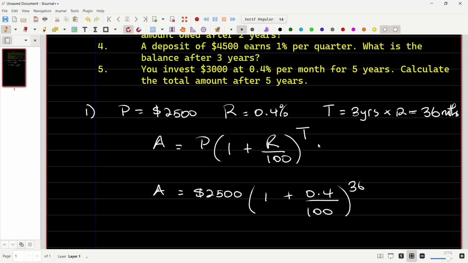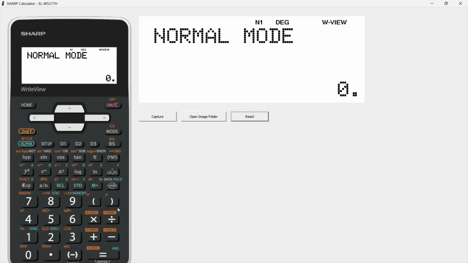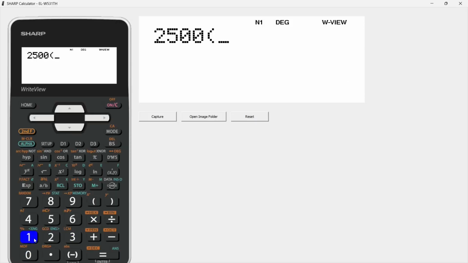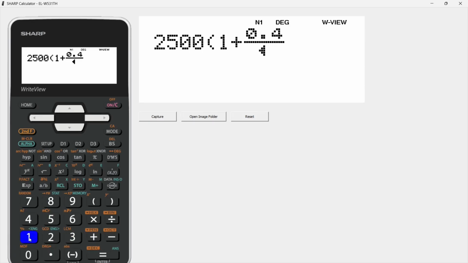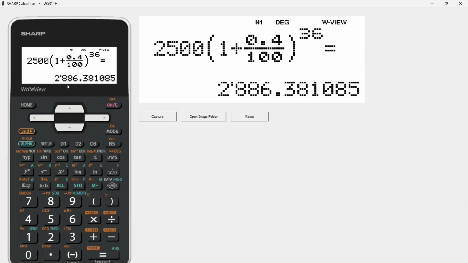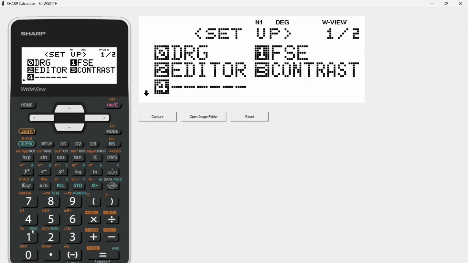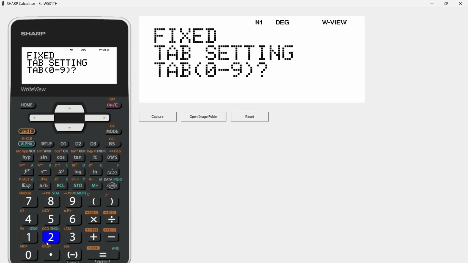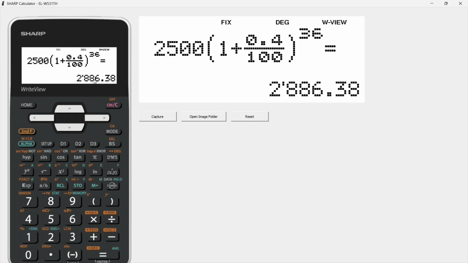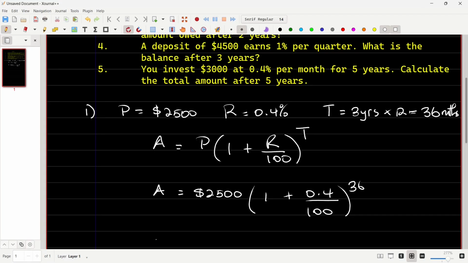Let's use our calculator for this. Let's put in the values: 2,500, open bracket, 1 plus 0.4 over 100, close bracket, raised to the power of 36. Oops, I'm not writing that correctly. Backspace, then close the bracket, and that raised to the power of 36. Let me set this to 2 decimal places since I'm dealing with money. So we have 2886.38. So A is equal to 2886.38. That's the amount that you would have after that investment period.